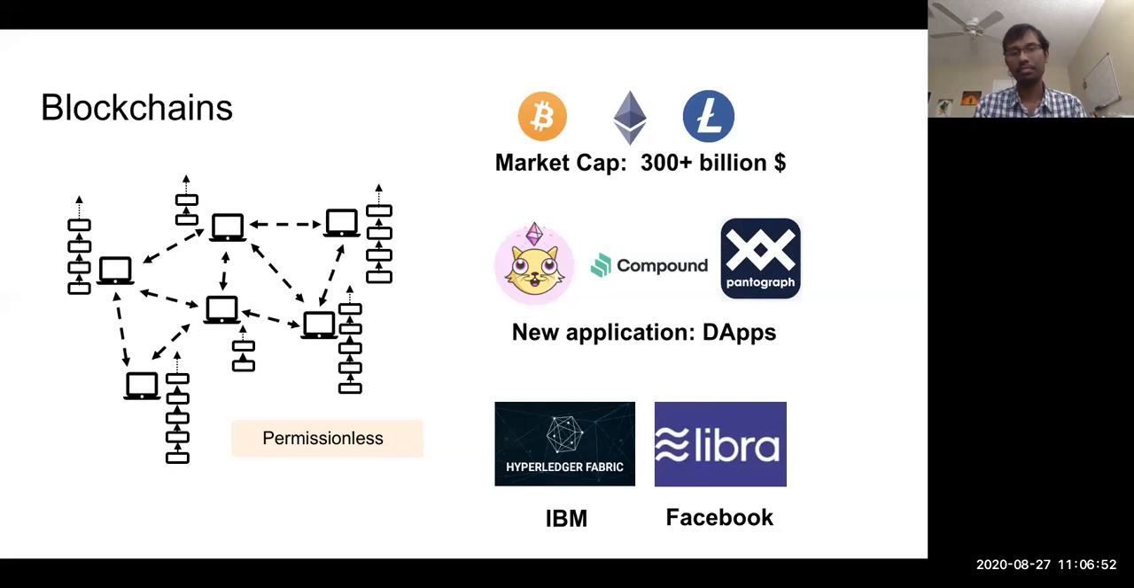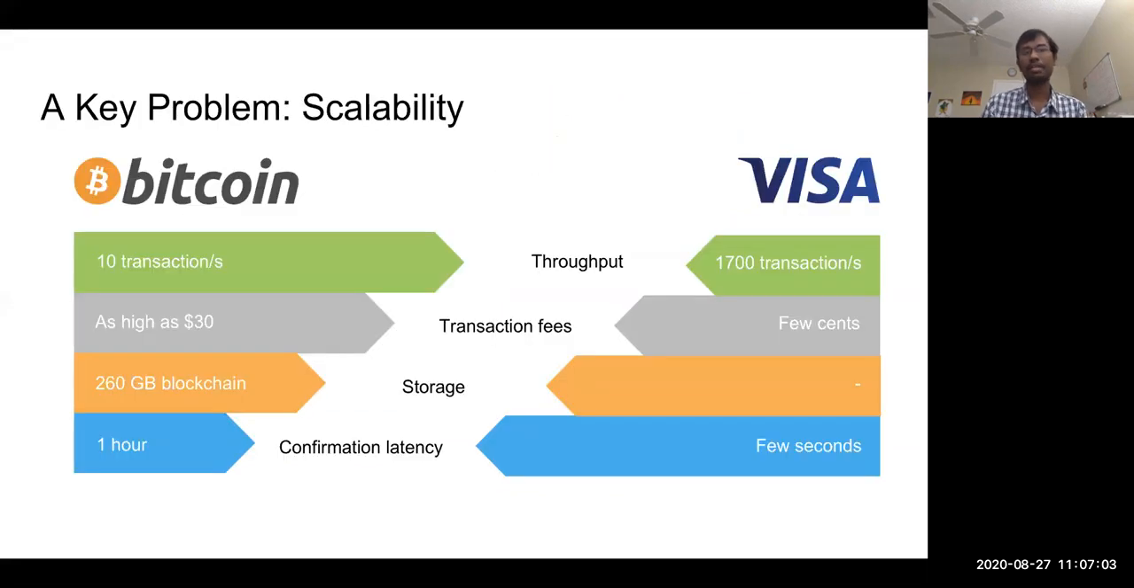And more established companies such as IBM and Facebook are also increasingly investing in blockchain systems. So this is really a very exciting space, but a key problem facing blockchain systems today is scalability. For example, Bitcoin can support a maximum of 10 transactions per second, which is in stark contrast to more established payment systems like Visa that can support more than 1,700 transactions per second.